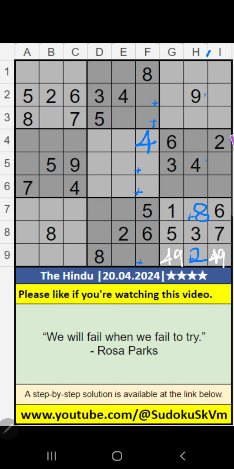4th row, we have 2 and 6. So 2 and 6 can't come in these cells. It will come in one of these cells. Column B, we have 2. So 2 can't come in that cell. 2 is confirmed here. Then 6 is here.